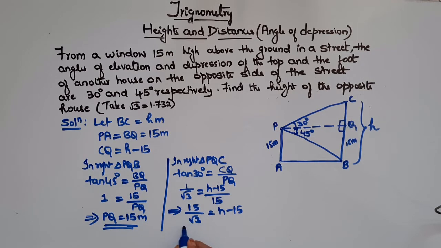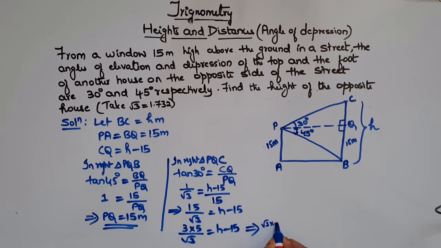So here 15 can be written as 3 into 5. 3 5 is a 15 by root 3, which is equal to h minus 15, right? So this implies, here if you see 3 can be written as root 3 into root 3, right, into 5 by root 3. So we replace the 3 with root 3 into root 3, which is equal to h minus 15. So 1 root 3 is gone.